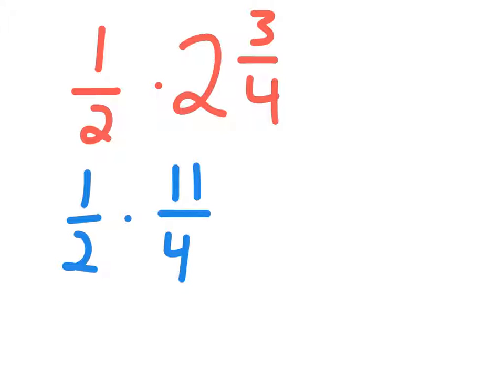Now, what we can do is we can just multiply our numerators, multiply our denominators, and get our answer. So when we multiply across the top, 11 times 1 is 11. And multiply our denominators, 4 times 2, and get 8. And your answer is 11/8. Now you can't leave it like that. You have to make it a mixed number.